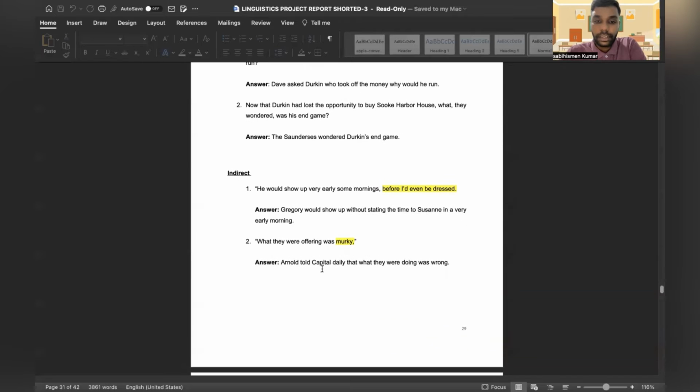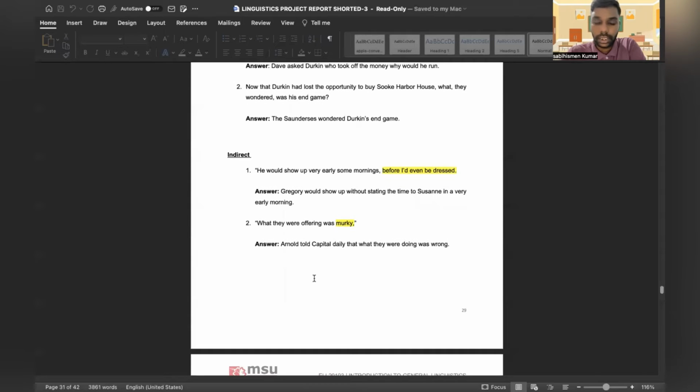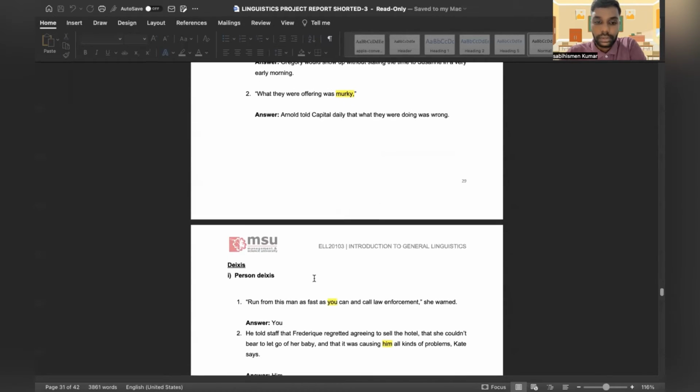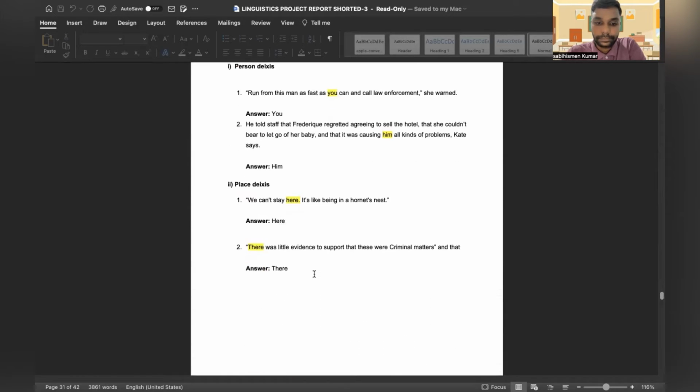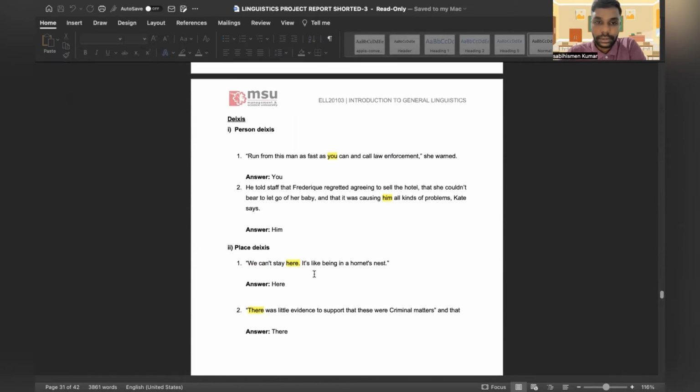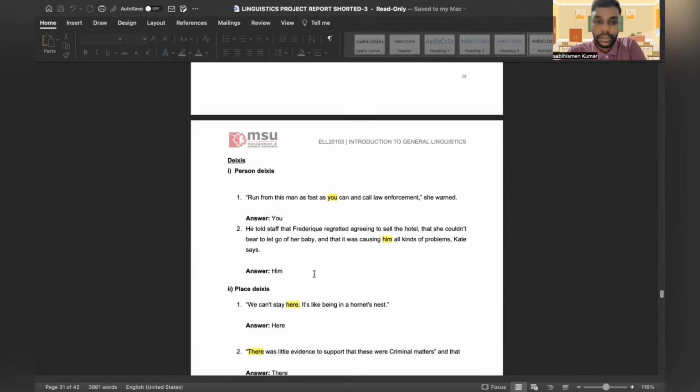"What they are offering was murky." For the answer, Arnold told the Capital Daily that what they are doing was wrong, which is indirect. Moving on to deixis, there are three types, which are person, place, and time deixis.